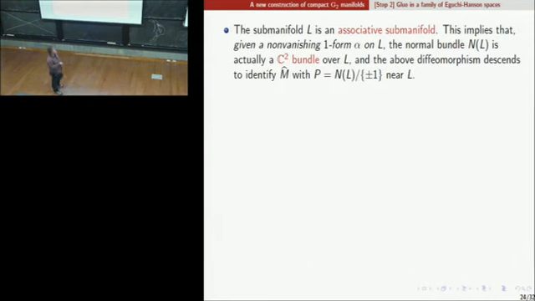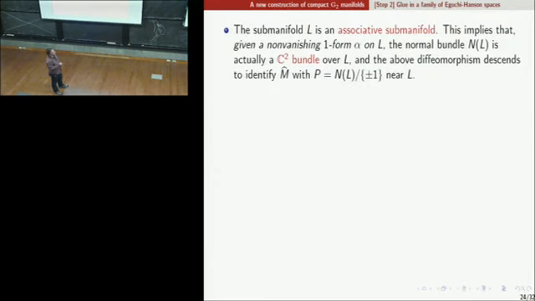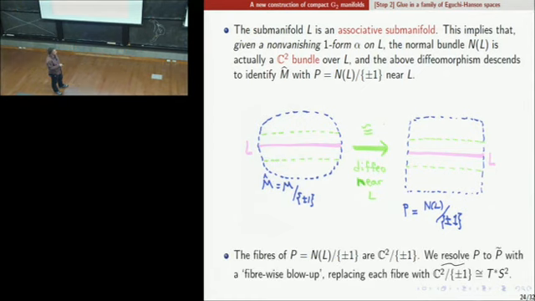And actually, the diffeomorphism on the previous page here descends to the quotient of M by the action near the singular point. Right? So there's my picture. This is the orbifold, and this is the normal bundle where I've quotiented each fiber by plus or minus 1. So this is a fiber bundle with fibers C2 over plus or minus 1, and near the pink L, these are diffeomorphic. Okay? The fibers are C2 over plus or minus 1. So we want to resolve this P. This is a bundle over the associative whose fibers are of this form.